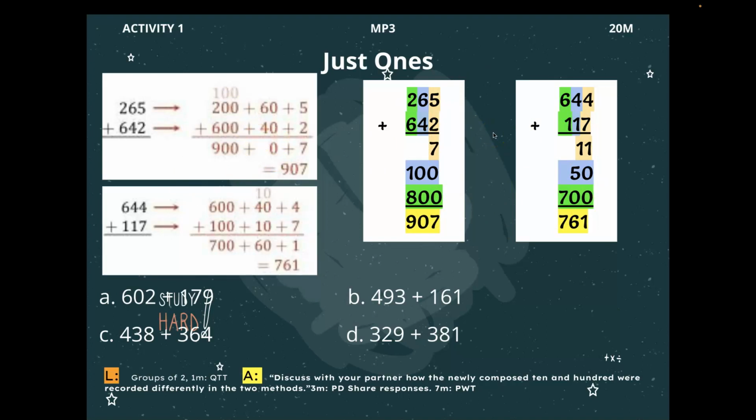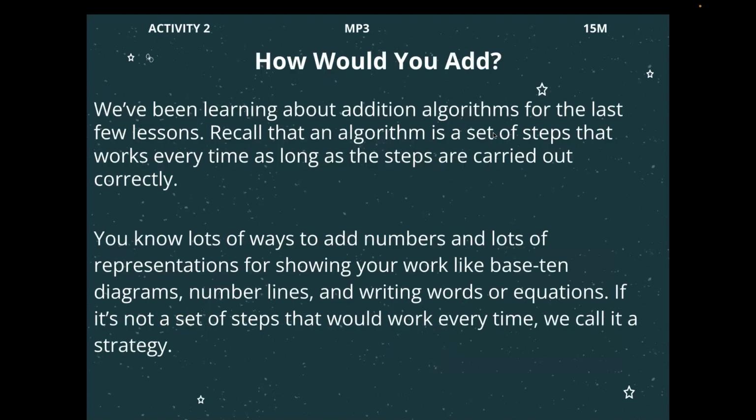You only have to solve 2 of them. If you want to solve all 4 of them, you are more than welcome to do that. That would be awesome, but you only have to solve 2 of those. So we've been learning about addition algorithms for the last few lessons.